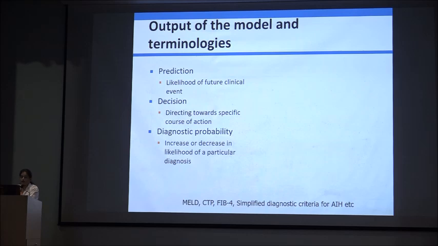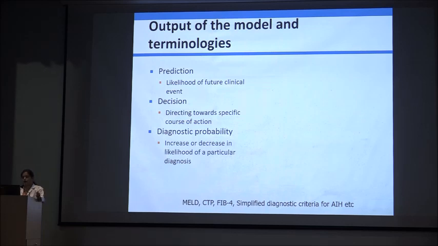Now, in the scenario which we considered in the first slide, we were talking about a problem where our interest was prognosis. So we wanted to know what is the prognosis of these patients with regard to risk for HCC. But the output of a model could very well be a diagnostic outcome. So what is the increase or decrease in likelihood of a particular diagnosis? Or it could actually be a decision.